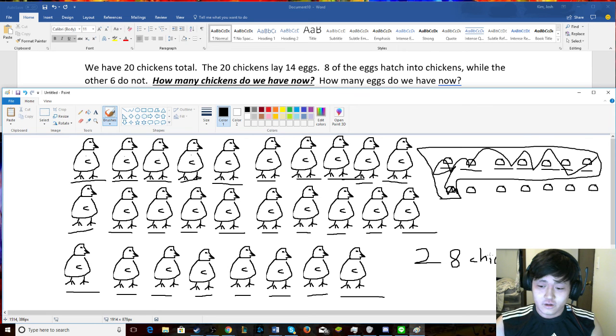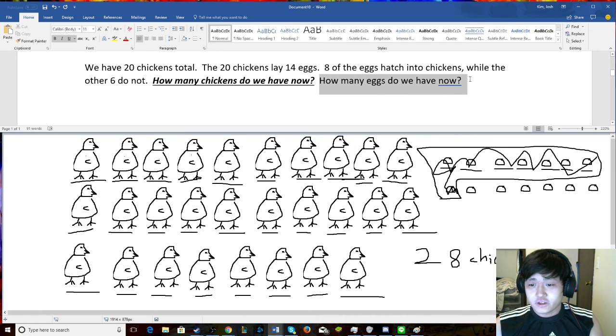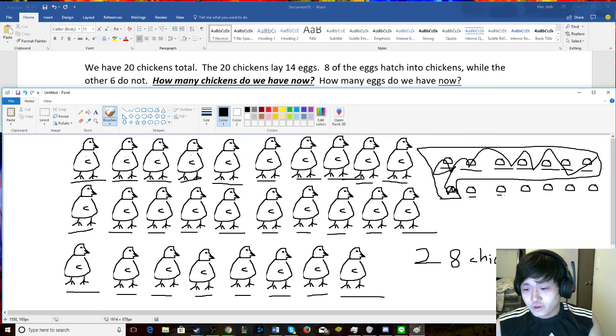Alright. And that is the answer to the question, that we have 28 chickens. And if you wanted to answer the question, how many eggs do we have now? You would count the eggs that weren't crossed out. We would count the eggs that weren't made into chickens. And that would be 1, 2, 3, 4, 5, 6 eggs. So we have 6 eggs.